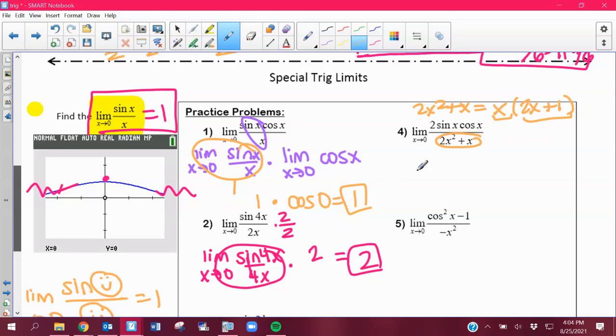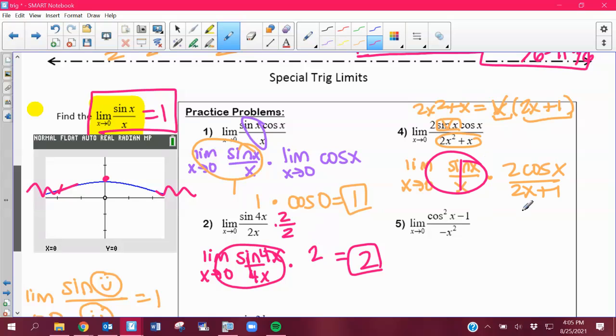Again, the goal is to make whatever is inside the argument of the sine be the same as the denominator. So I'm going to go ahead and put sine x over x. That gets rid of this, and then I'm left with 2 cosine x over 2x plus 1. So again, this piece goes to 1. If I plug in 0 into what's left, I have 2 cosine of 0 over 2 times 0 plus 1. That's 2 times 1 over 1, so just 2.